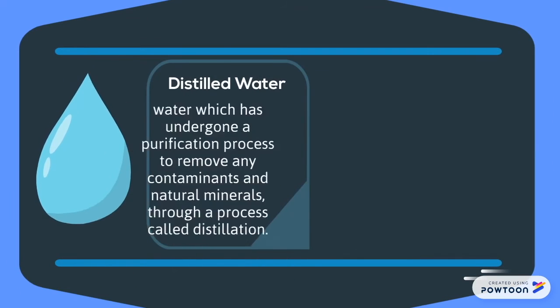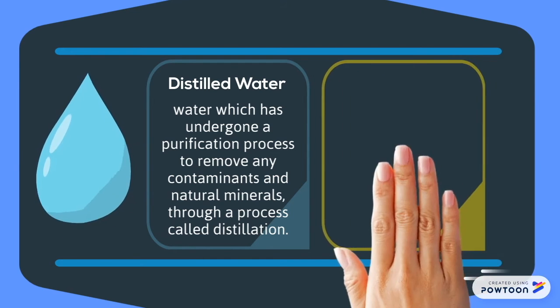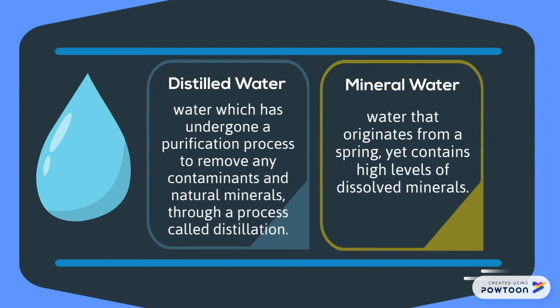Another type is distilled water. It is water which has undergone a purification process to remove any contaminants and natural minerals through a process called distillation. Mineral water. Water that originates from a spring, it contains high levels of dissolved minerals.